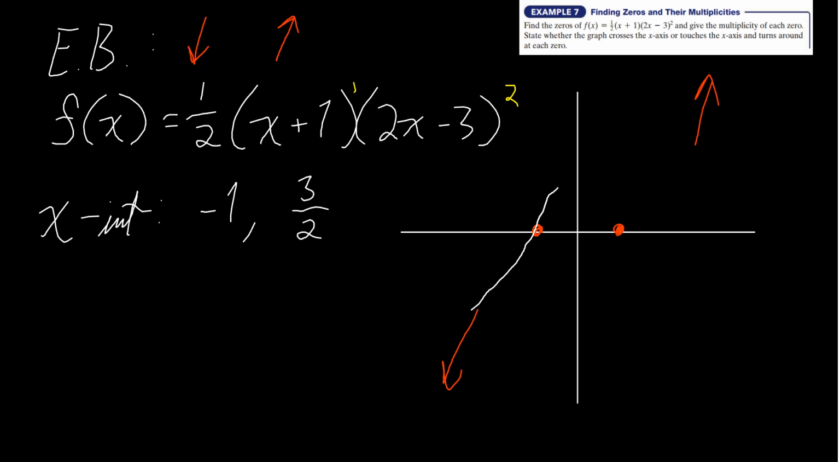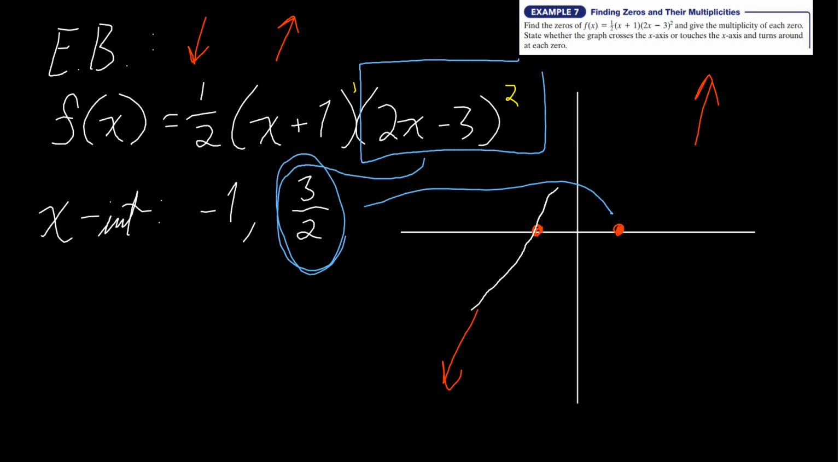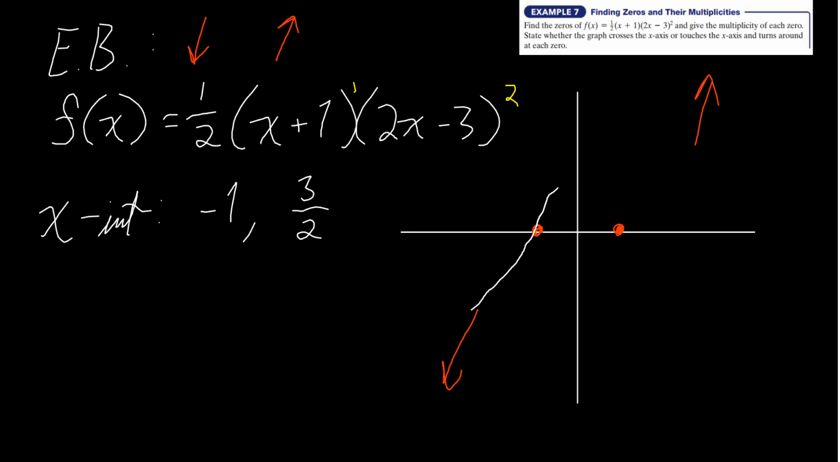Next up, we're going to look at this factor. That factor, 2x minus 3 quantity squared, gave us a 0 at 3/2, which we see right here. It is an even multiplicity. An even multiplicity means that we're going to touch the x-axis and then turn away, something like that. And that's what my graph looks like.